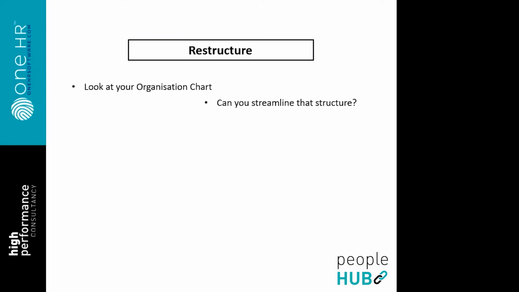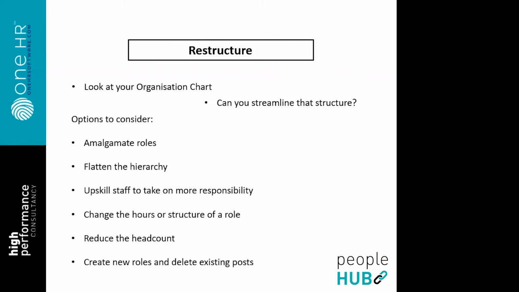Are you looking at that structure and seeing maybe too many managers? Are there people who do very similar roles? Is there just too many people? Could people report into less than one person? Can those teams potentially be merged together? So they're the things that you need to look at when you are considering a restructure.